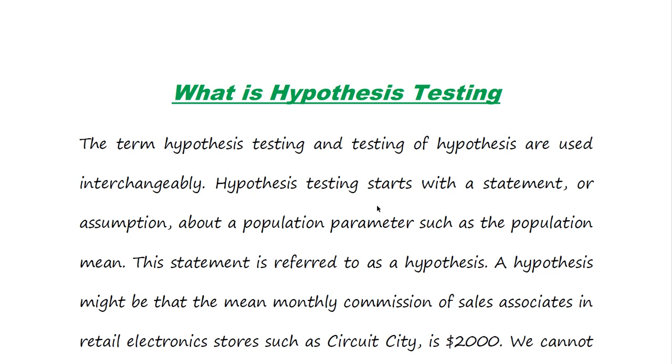Hypothesis testing starts with a statement or assumption that we make about a population parameter. The parameter may be the population mean or proportion. This statement is referred to as a hypothesis. An example: a hypothesis might be that the mean monthly commission of a sales associate in a retail electronics store is $2,000.